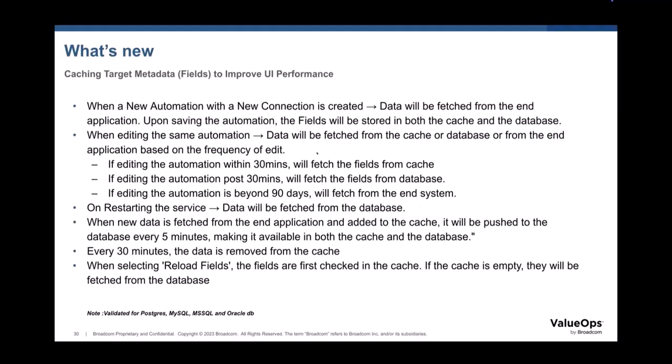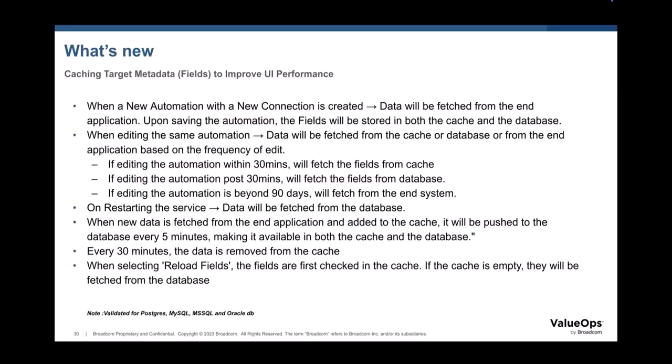Moving on, when you create a new automation, what happens is it loads the fields from the end system for both the source and destination. Once you save those automations, these fields are stored in the cache. And every 5 minutes, it pushes from the cache to the database too, because we cannot hold the cache for a longer time. So when you edit an automation within 30 minutes, it picks from the cache. When you edit it after 30 minutes, it picks from the database.